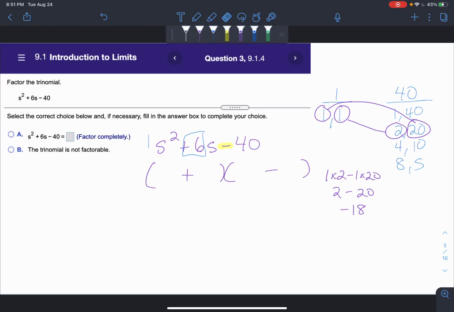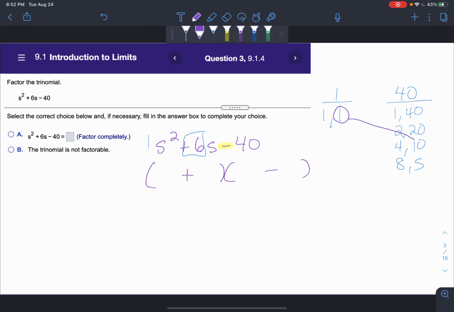Also, since this is positive, we should always start with the bigger number first, so that when we subtract the smaller number, we'll get a positive number. So let me switch the order for the next pair. Let's look at 1 times 10. I'm going to do the bigger number first, and 1 times 4. So we do 1 times 10 minus 1 times 4. I get 10 minus 4, which gives me 6. So these are the pairs of numbers that I need to put here.